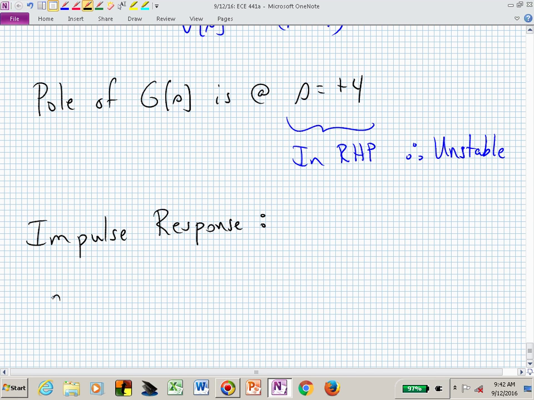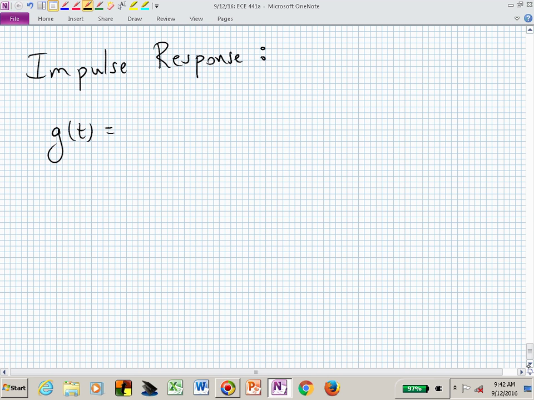Of that system, which is really just the inverse Laplace transform of the transfer function. The impulse response is, what if you hit this system with an impulse? What's the Laplace transform of an impulse? Laplace transform of delta. You could go through and look at the integral definition of the Laplace transform.